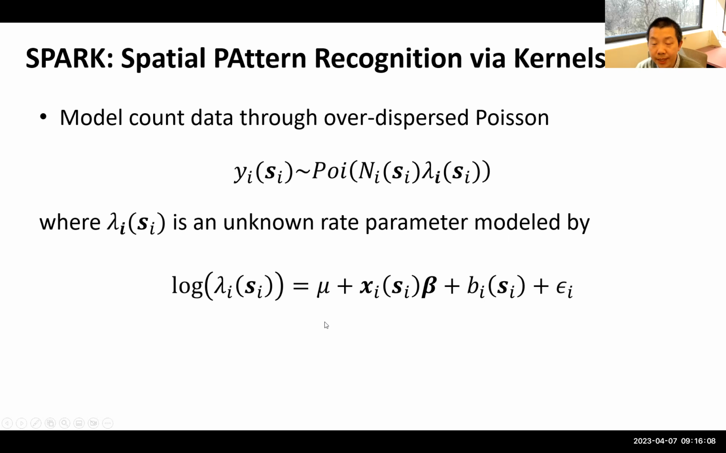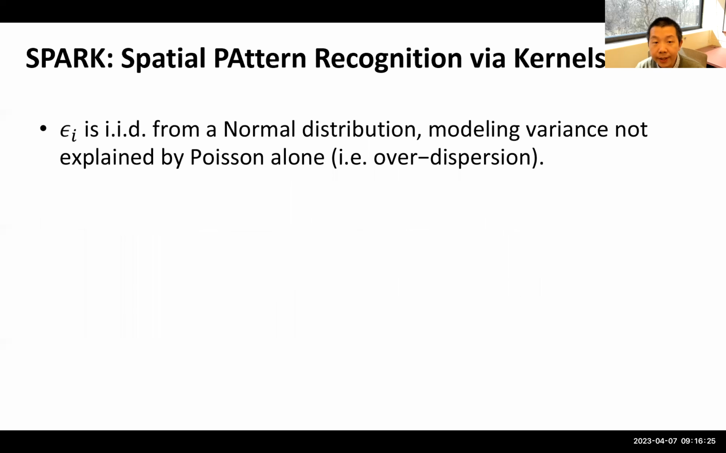The first 2 terms are standard terms. Specifically, the first term is just the intercept. The second term is the covariates you want to control for. But the next 2 terms are important terms that allow you to identify genes that show a spatial expression pattern. Specifically, epsilon i follows an IID normal distribution. So epsilon i is a standard IID normal, and we just use it to model over-dispersion, the variance that's not explained by the Poisson model alone.